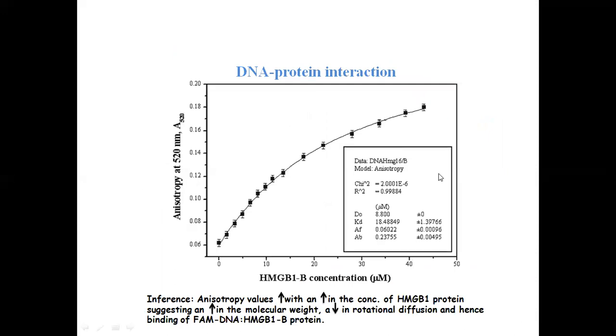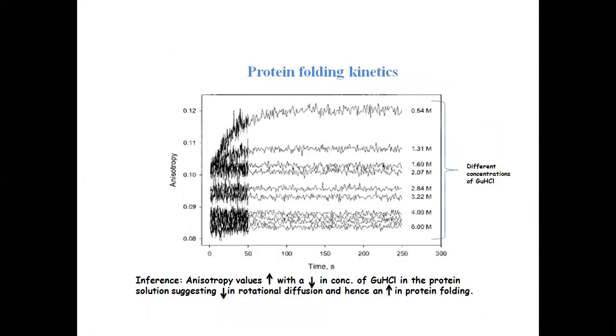This is a DNA protein interaction plot. You can see that the increase in protein concentration is increasing the molecular weight and hence reducing the rotational diffusion and assisting in the protein and DNA binding.